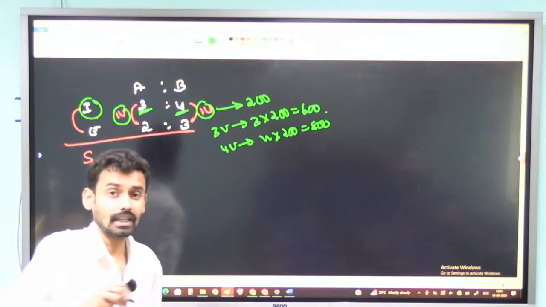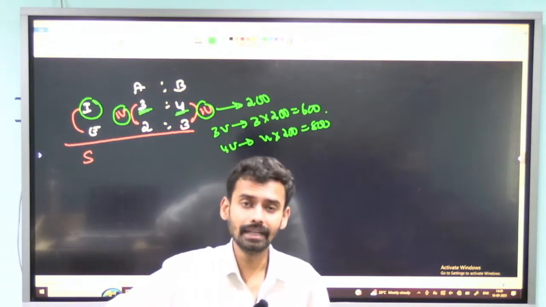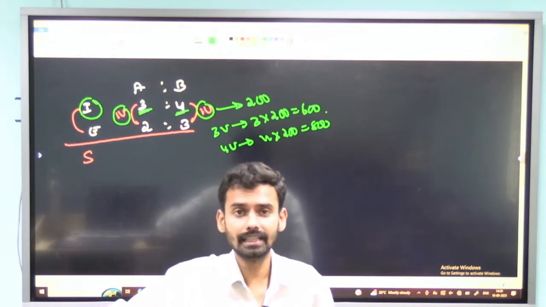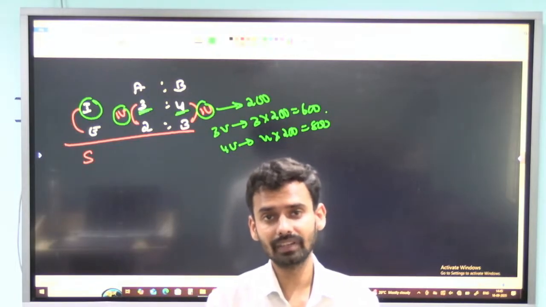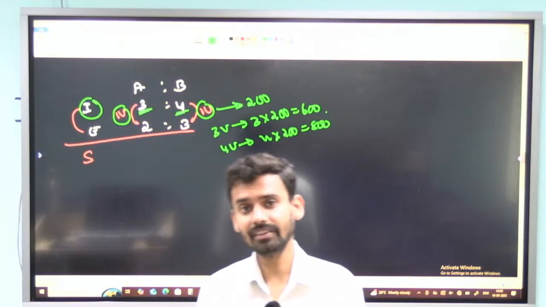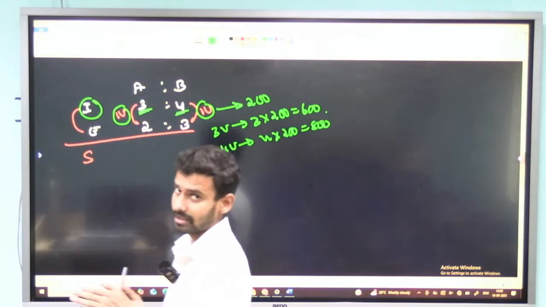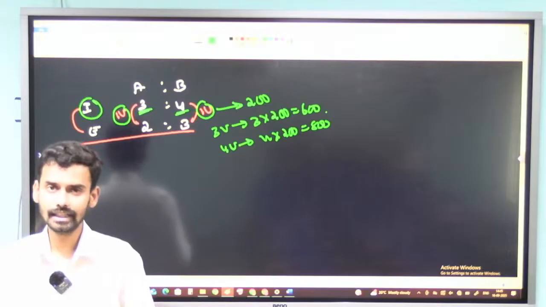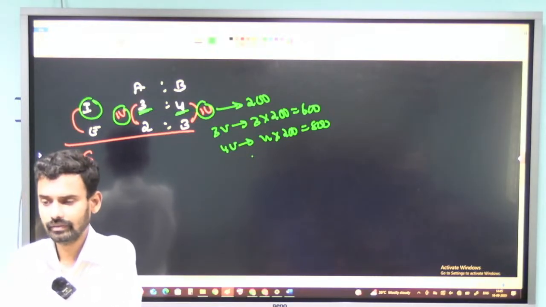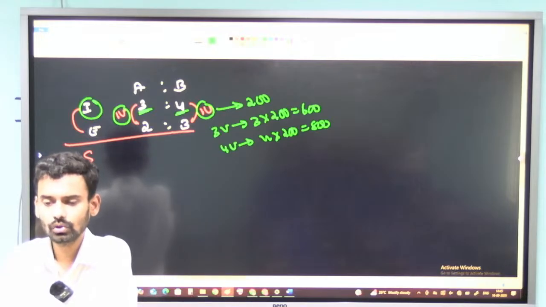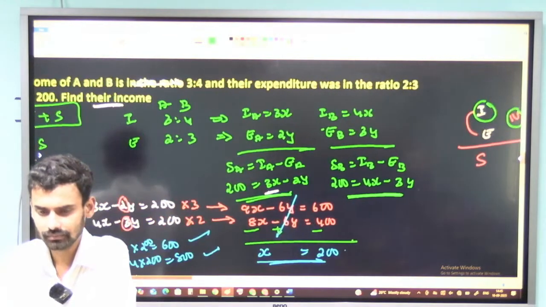But note that this type of short trick can be applied only when the gap between income and expenditure is the same, and even in the question it should be given that the savings are equal. If savings are not equal, then we should go with the basic method. We can't do it using the ratio method. Hope till here it is clear to everyone. So this will be the short trick for this question.